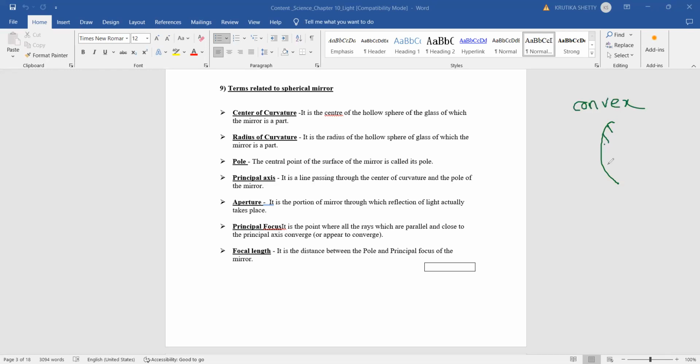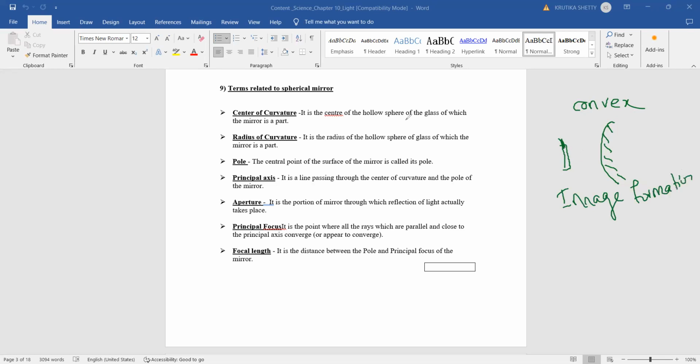So for the convex mirror, you need to keep one candle in front of it. After placing the candle in front of the mirror, you need to observe the image formation, and study what the nature of the image formed is.